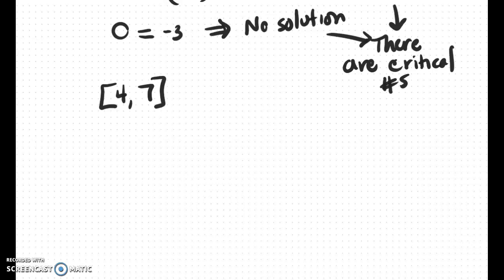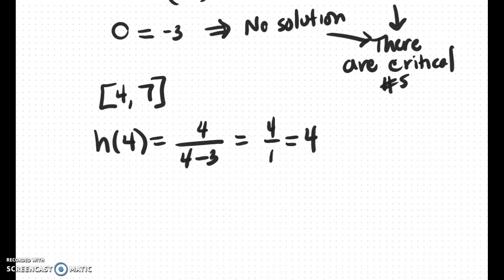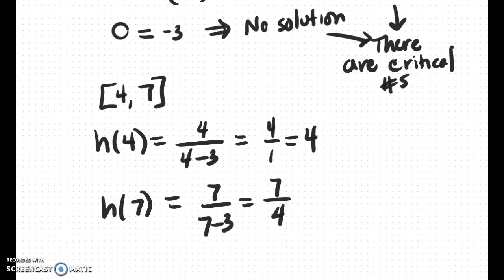This is the interval, and so h at 4. Remember, my function h of t is t over t minus 3. So h of 4 would be 4 over 4 minus 3, which would give me 4 over 1, which is 4. And then h at 7, checking the other endpoint, will give me 7 over 7 minus 3, or 7 over 4. And so of these two, which one is the largest number? This would be larger. 7 over 4 is like 1.75. So this is the smallest number.